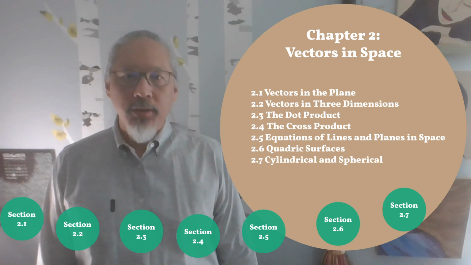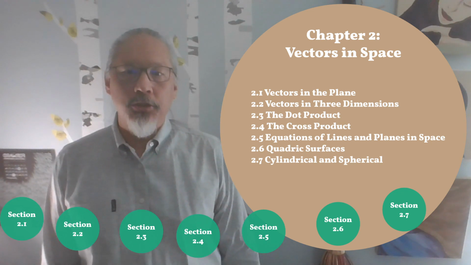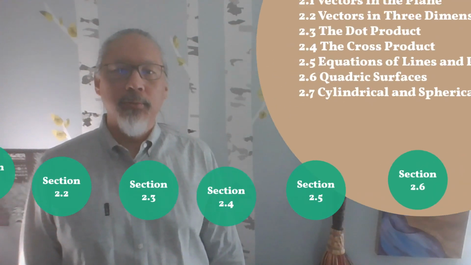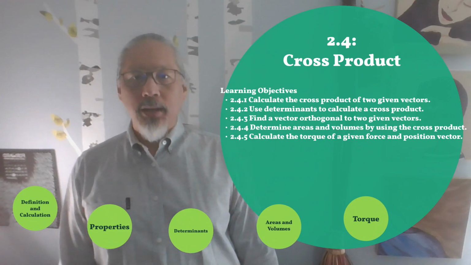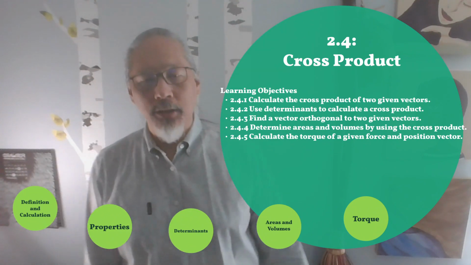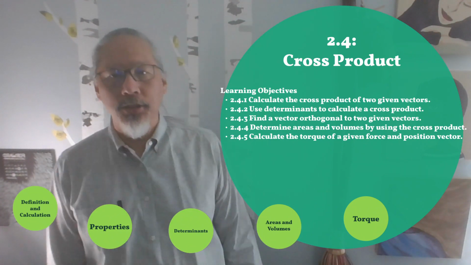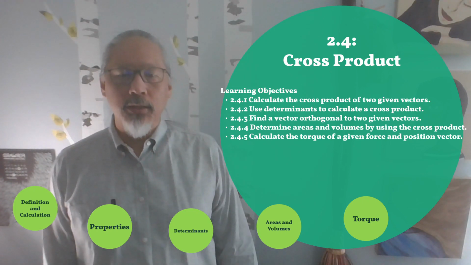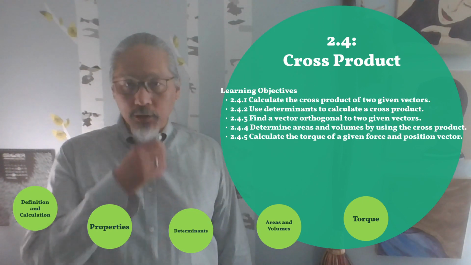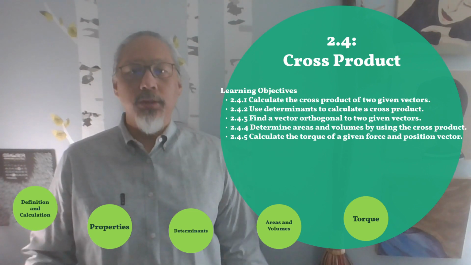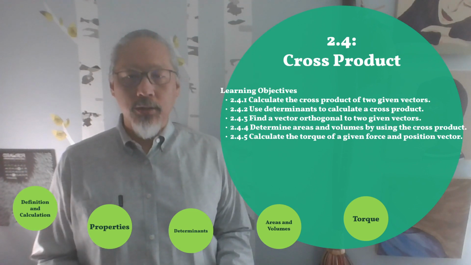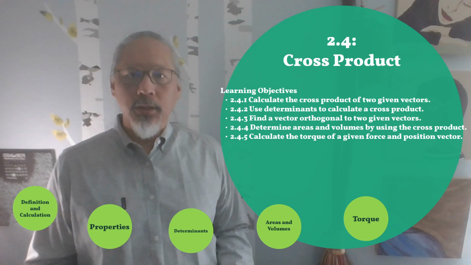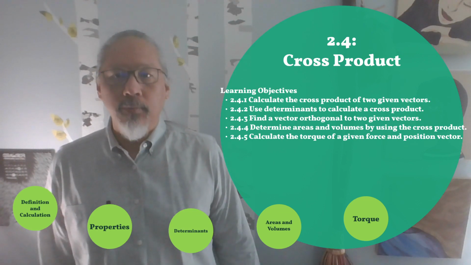We are now diving into section 2.4, the cross product. As our second type of product, actually third if we count scalar multiplication, we've finished the dot product. Now we're going to dive into the cross product. The cross product is going to be our first product where we take the product of two vectors and we're actually going to get another vector out of it.